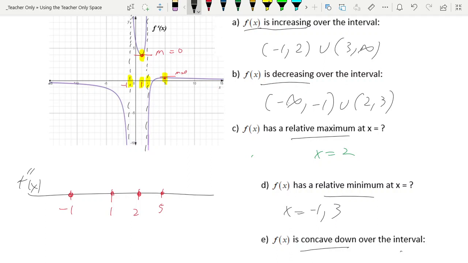Perfect. Now we just read the slopes. So let's go ahead here and highlight. What kinds of slopes do I have in my first region here, between -infinity and -1?